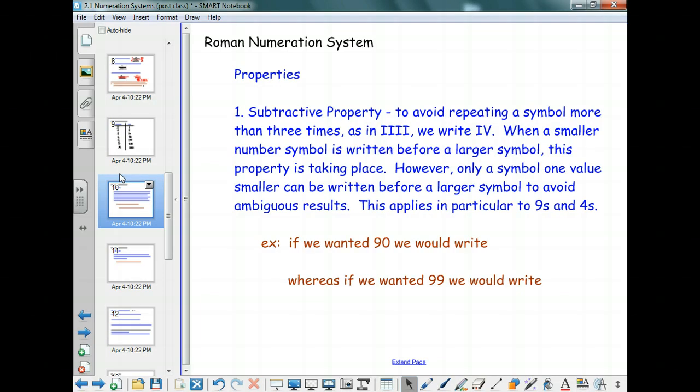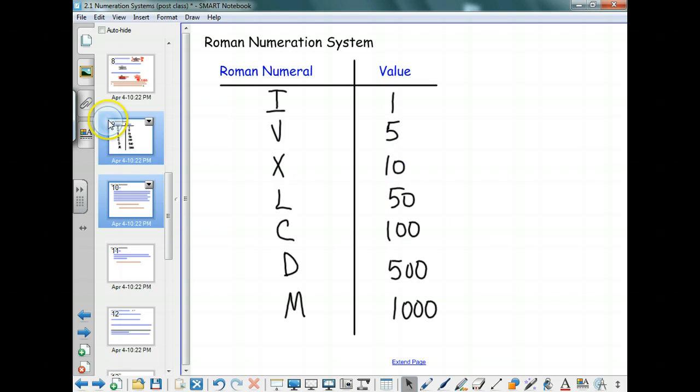And so it shouldn't be 4 ones, right? It should be an I and then a V. And the other one is a multiplicative feature, which is going to allow us to write numbers that are bigger than, say, 1,000. Because what if you have the desire to write the number 50,000? There's got to be a better way than writing 50 of the M's, right? So that's what that's going to deal with for us.